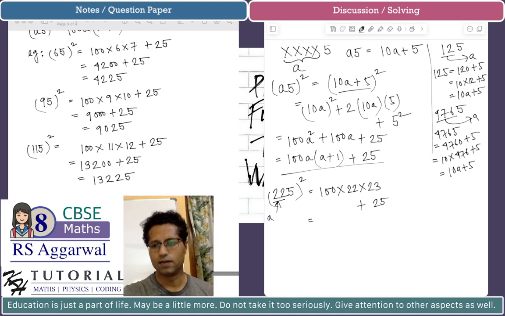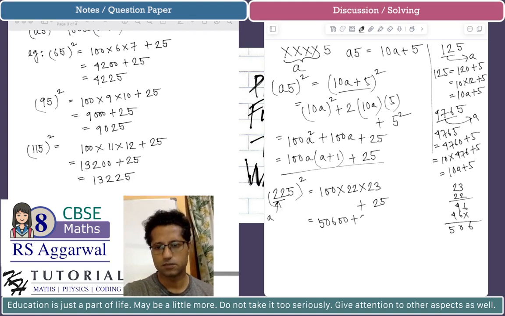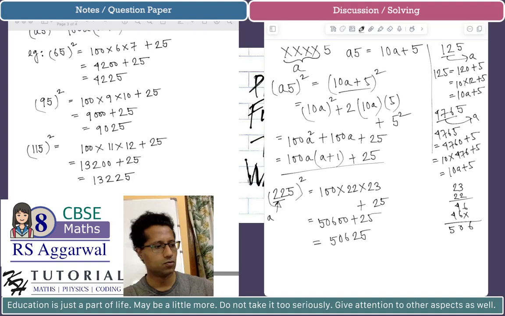Now you have to calculate what is 23 multiplied by 22. This is 506. So I have 50600 plus 25, and this is equal to 50625. So the square of 225 is 50625. Let me quickly check if I did it correctly or not. 50625 is the correct answer.